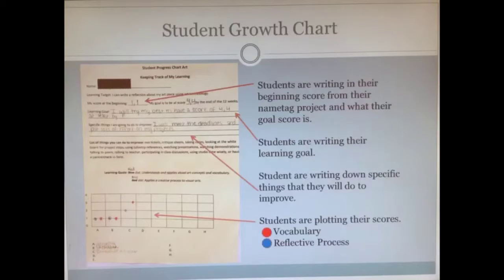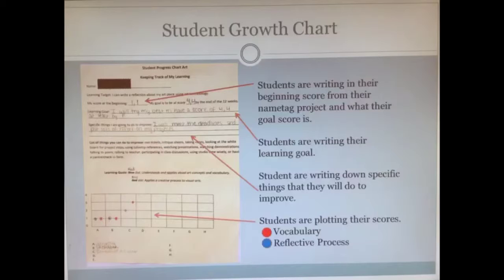This is an example of a student growth chart that students have in their sketchbooks. At the beginning, they write down what their first score is, typically for their name tag project. Then they write down what scores they would like to have for the reflection at the end. Then they write down what their goal is for this trimester. Once they've done that, they then go ahead and fill out what things they're going to do to reach that goal.